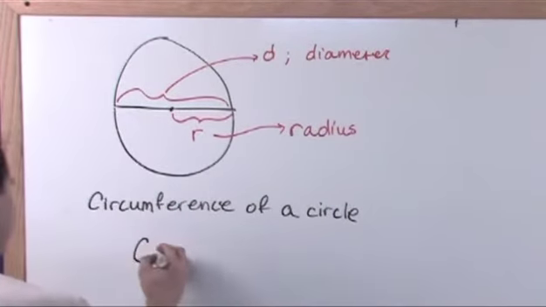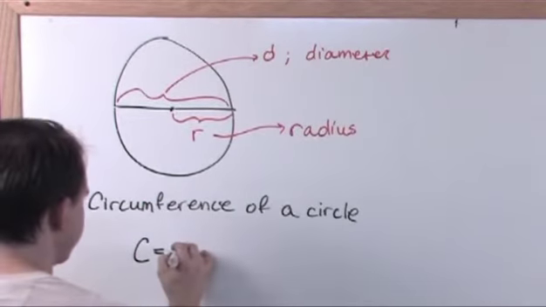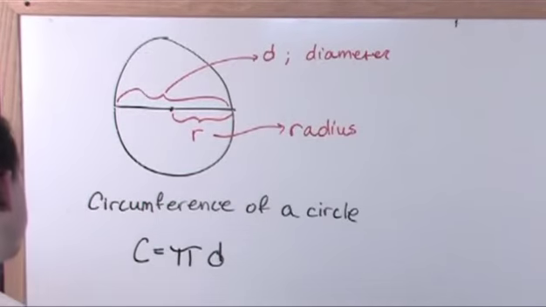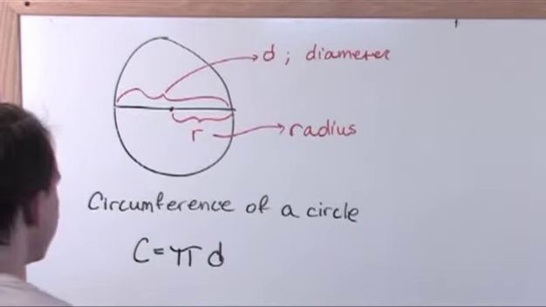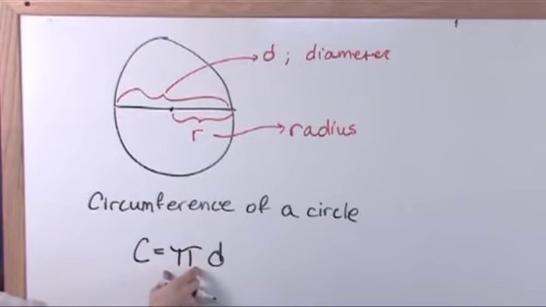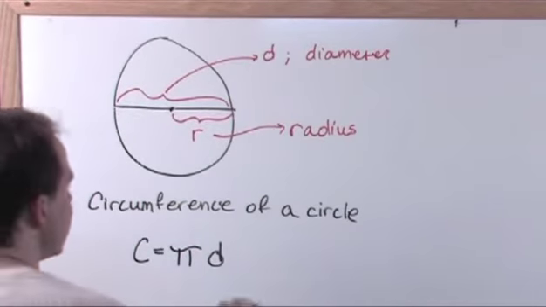So the circumference of any circle is equal to, and I'm going to explain this, something called pi times the diameter of this circle. Now forget about what pi is for a minute, we'll talk about that. But it's something called pi times the diameter. That's why the diameter is so incredibly important.